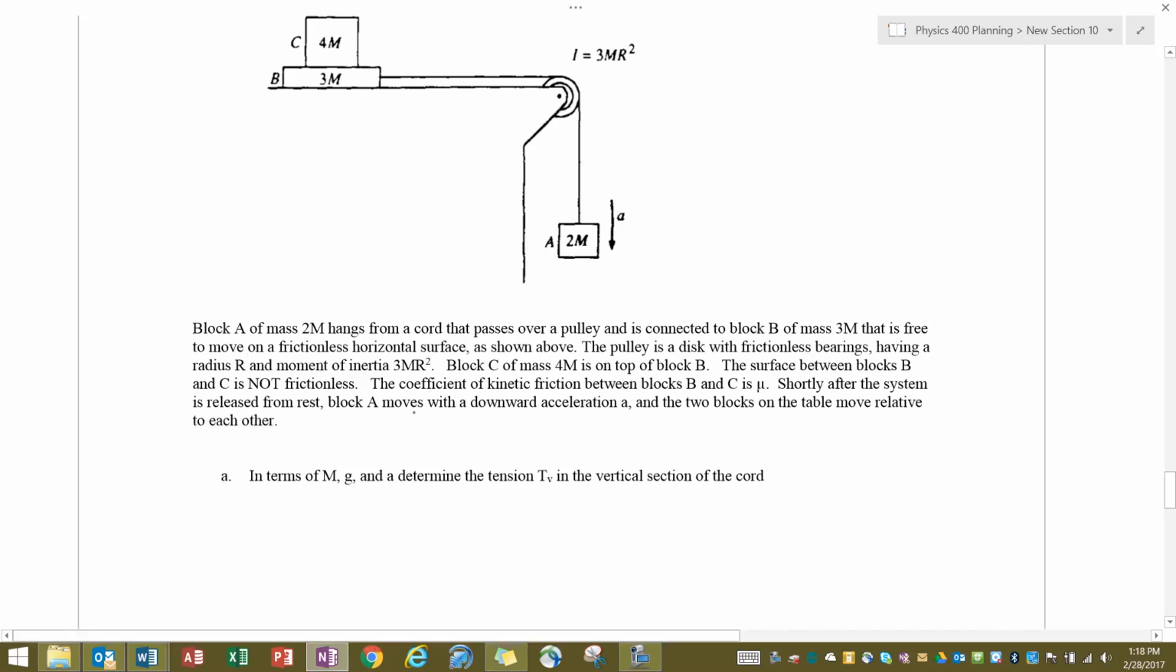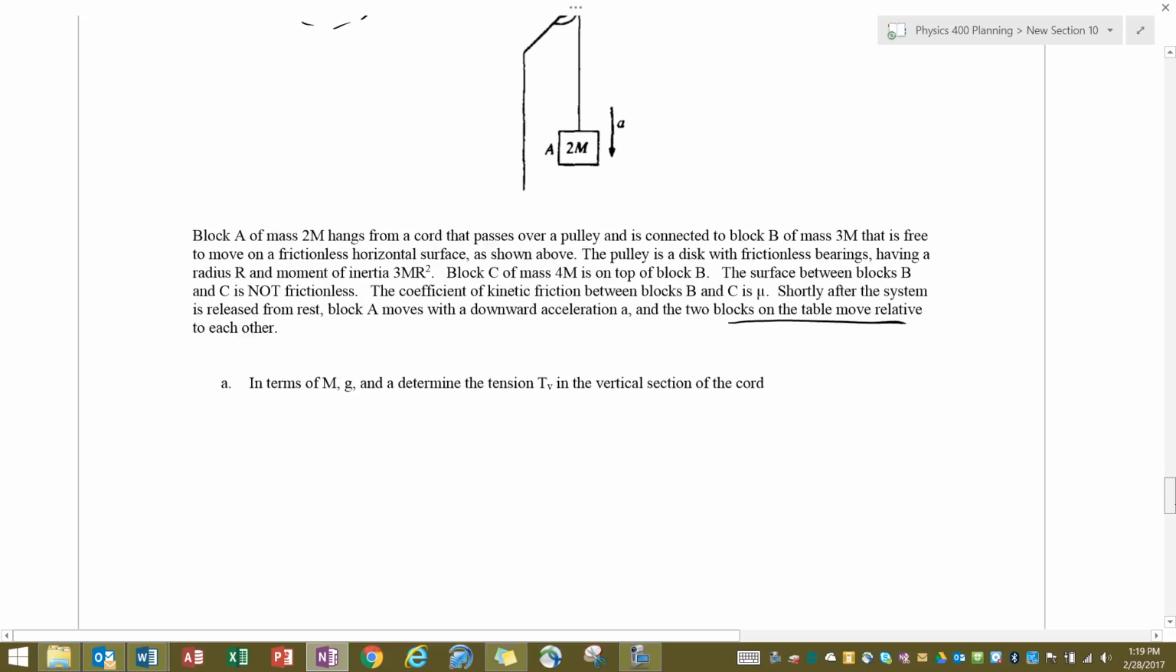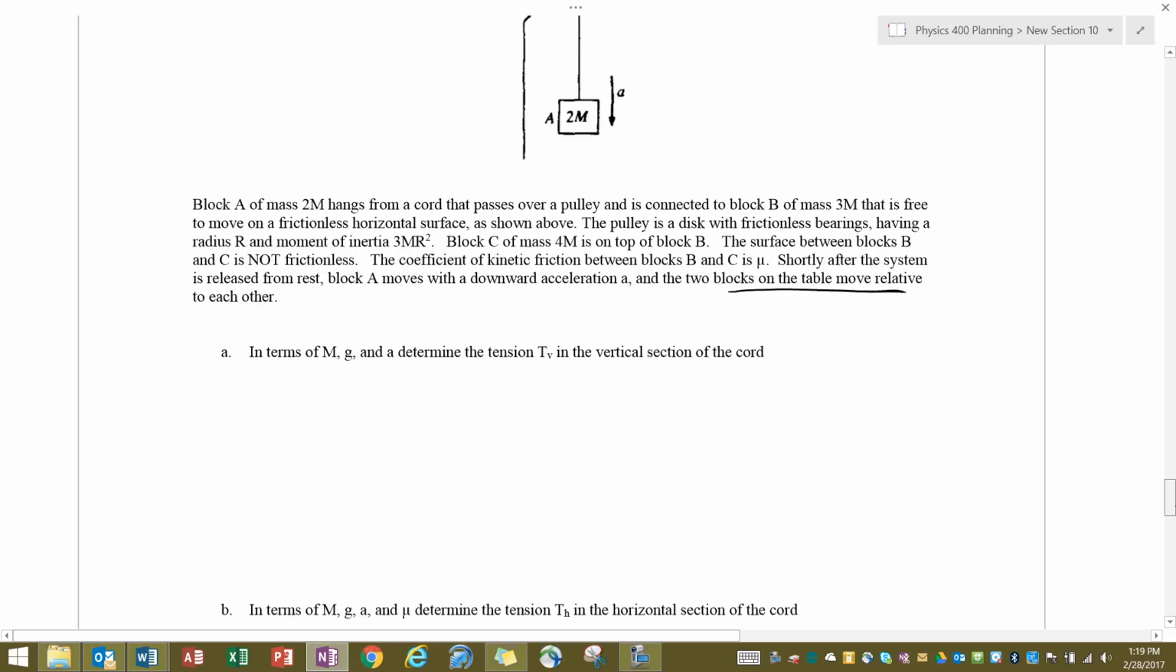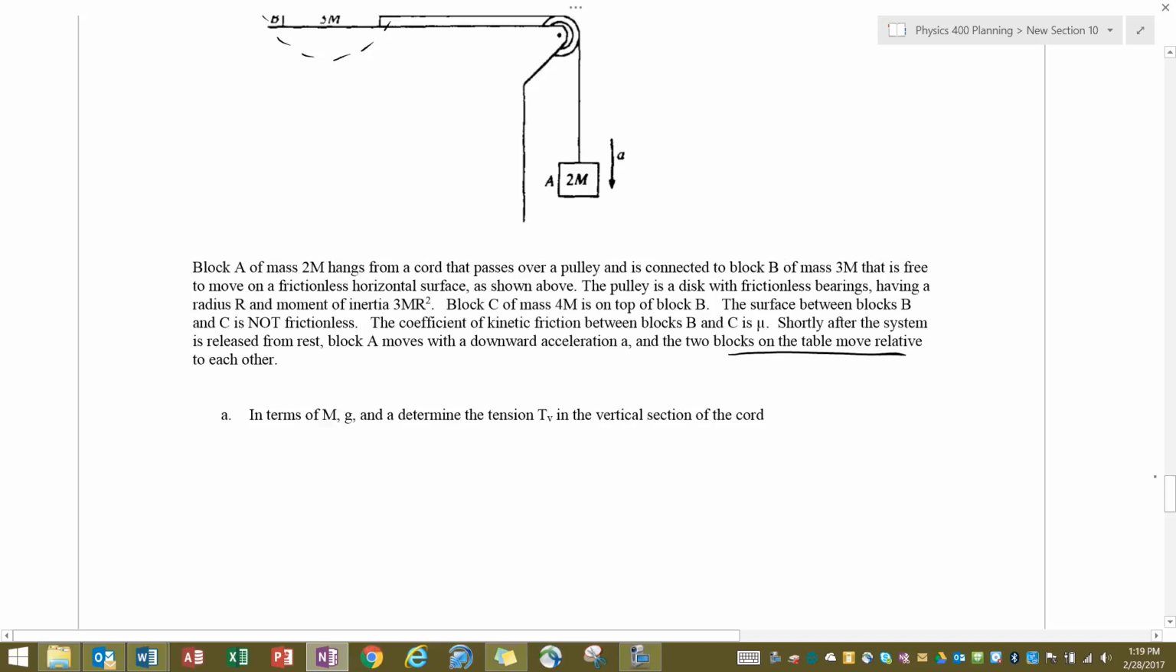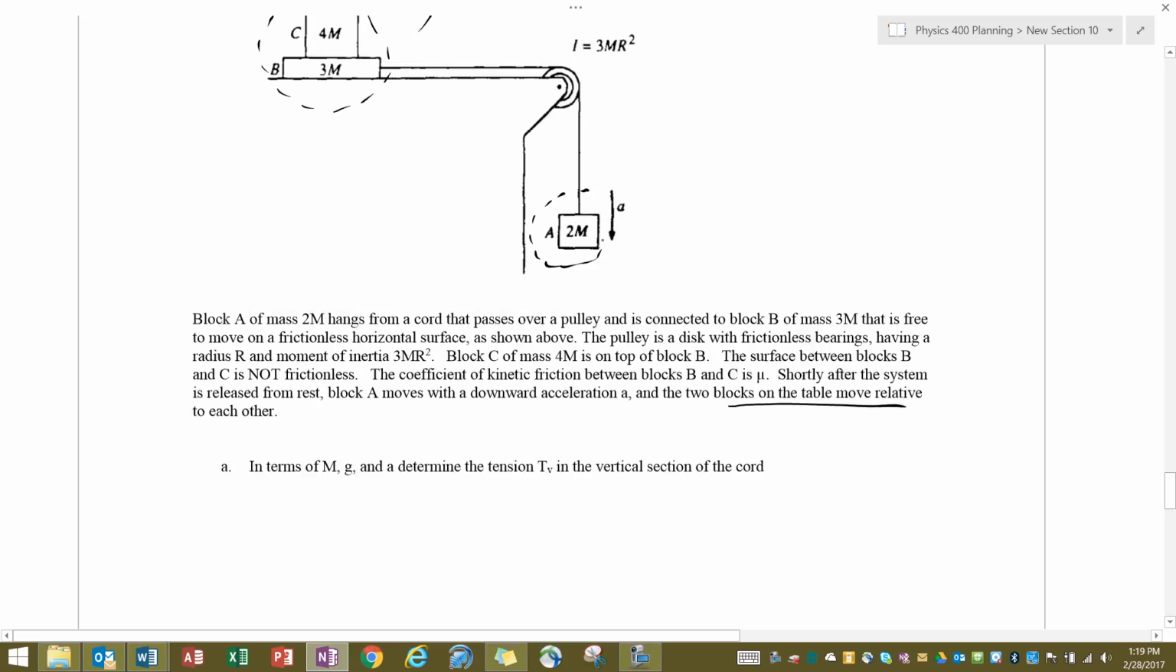key thing to note is that the two blocks on the table move relative to each other. So you cannot group these two into a single 7m system because they don't have the same acceleration. They slide with respect to each other. So to find the vertical tension with the symbols that are given, you just need to draw the force diagram for that vertical mass because that's the only place that the vertical tension will show up. So force diagram for this one, pretty simple.